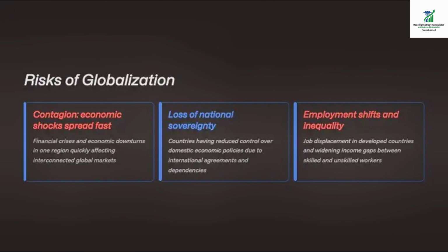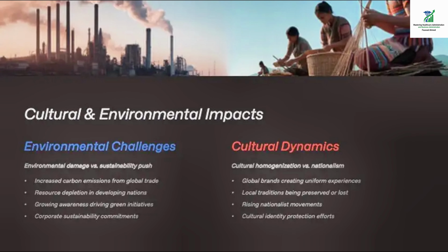Societal consequences of globalization. Seventh is the societal side, because globalization affects not just firms but communities and nations. Risks: contagion, economic shocks spread rapidly, as in the 2008 recession or COVID-19 pandemic. Loss of sovereignty. Large firms sometimes overshadow small governments. Employment challenges. Jobs shift abroad, creating inequality in advanced economies. Cultural and environmental impacts. Industrialization often damages the environment, though rising affluence can push for sustainability. Global brands may pressure cultures to converge, but nationalism and identity movements push back, protecting traditions.